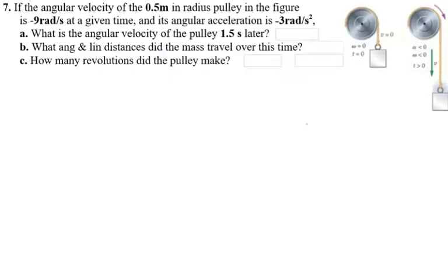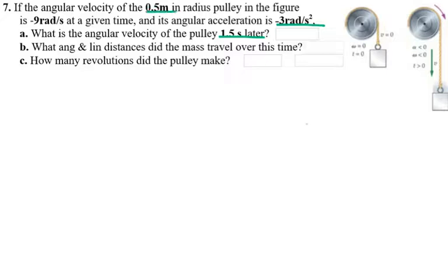Let's look at this question too. If the angular velocity of the 0.5 meter radius pulley in the figure is negative 9 radians per second at a given time, and its angular acceleration is negative 3 radians per second squared, what is the angular velocity of the pulley 1.5 seconds later?